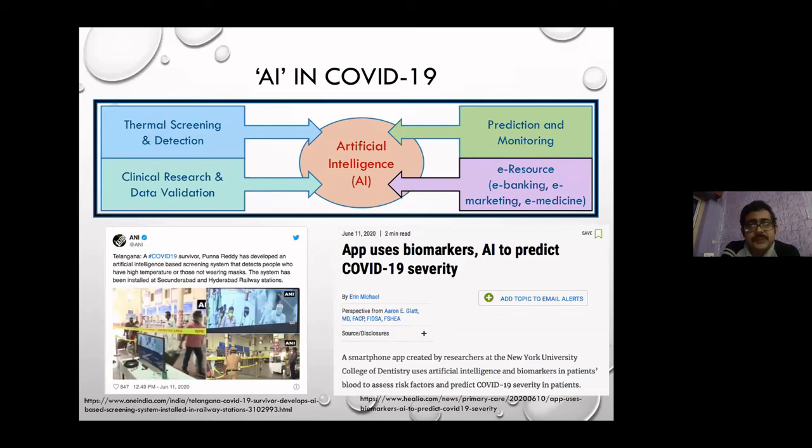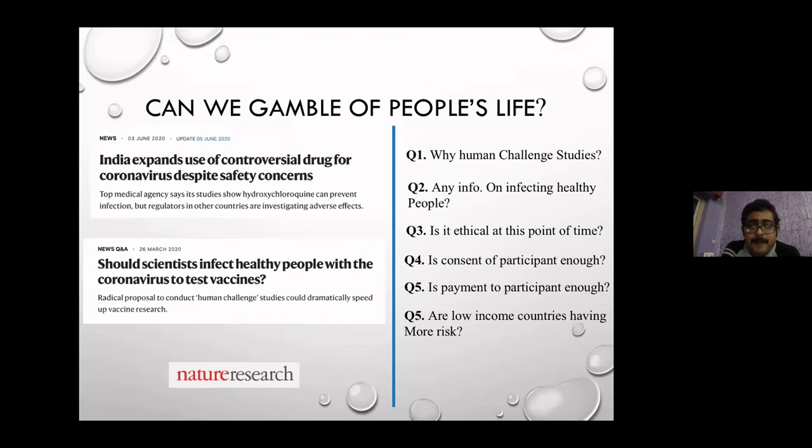Now the next question is, can we gamble over people's life? Now India has already expanded its use of a controversial drug for coronavirus despite safety concerns. This came in Nature News. Should scientists infect healthy people with coronavirus to test vaccines? So these are ethical issues that we need to address, because humanity is presently under challenge. Now, is it ethical to try to develop a vaccine by injecting coronavirus into people who are not infected, where we do not have a medication for that?